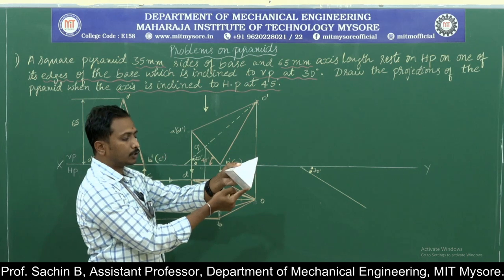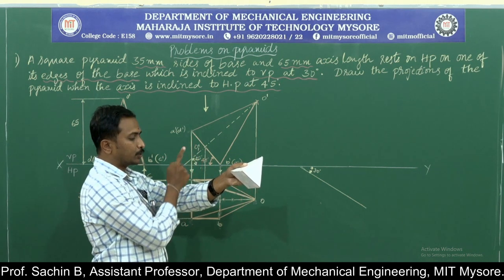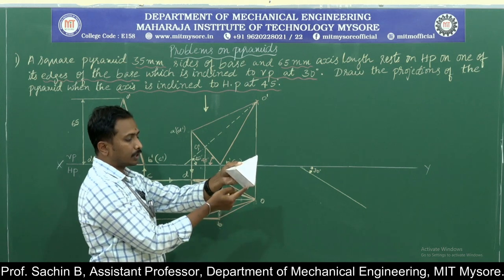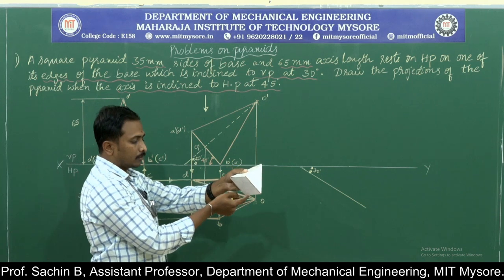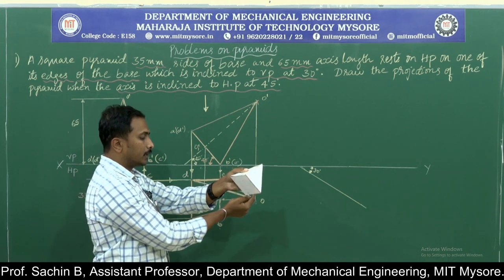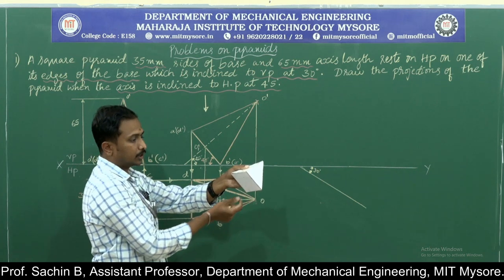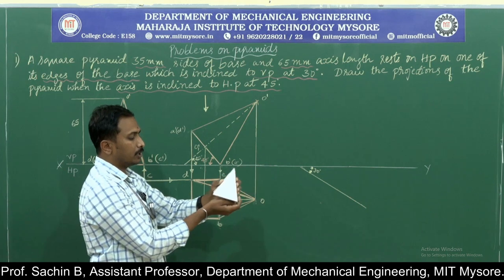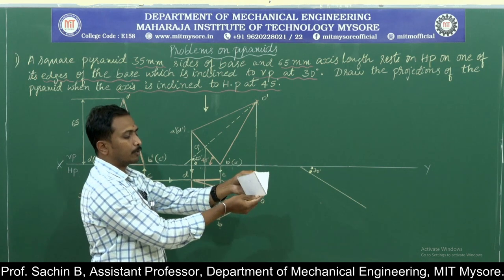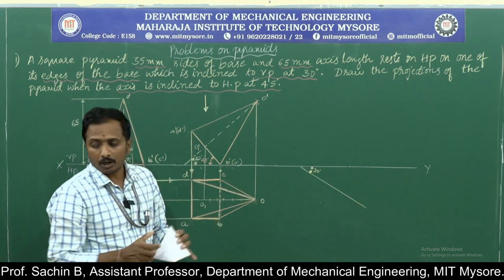Now I am tilting this object like this. Now by considering this board as the vertical plane and this floor as the horizontal plane, this edge will be inclined at an angle of 30 degree to the vertical plane. This is the final position of the object. First position will be like this, second position will be like this, third position will be like this. Now I'll go for drawing the top and front view of the object.